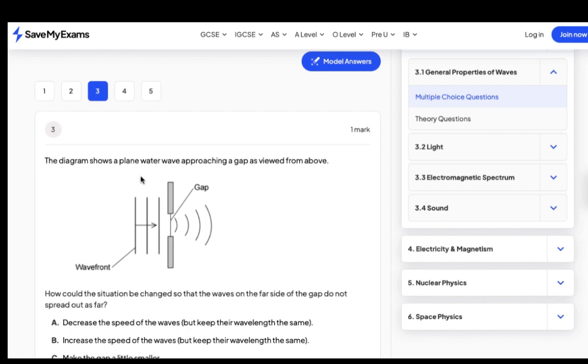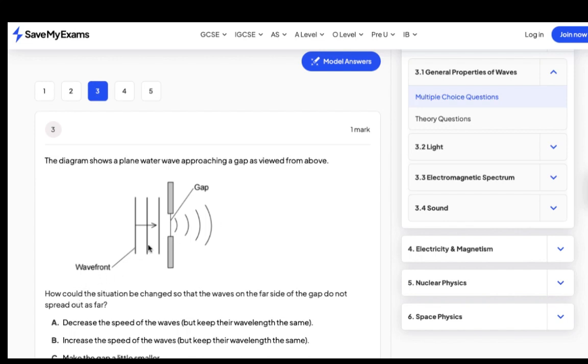The diagram shows a plain water wave approaching a gap as viewed from above. The gap is very wide, so the diffraction will be little. There will not be much diffraction, because once the gap between the barriers is bigger than the wavefront, there will be little diffraction. There will be no serious diffraction. Is that okay?